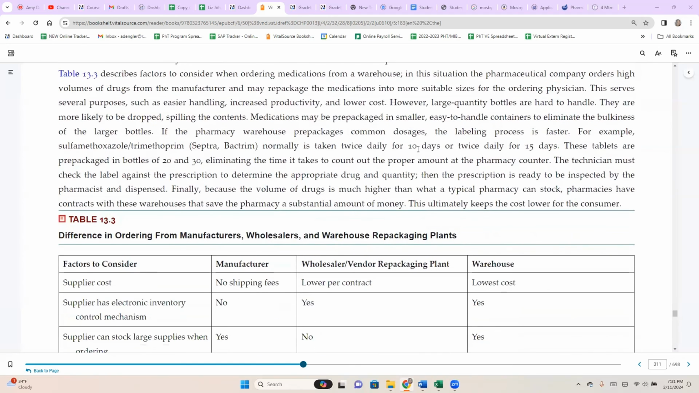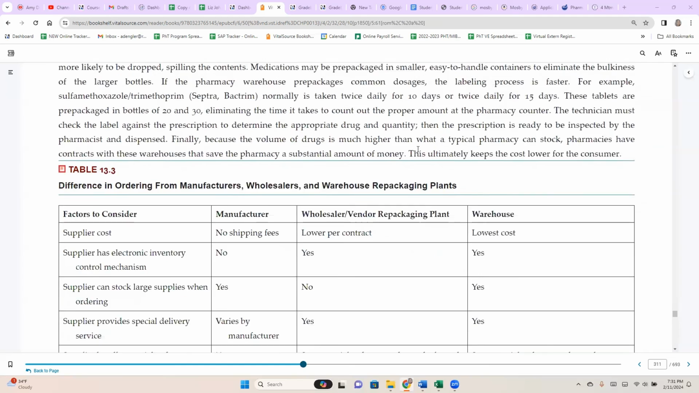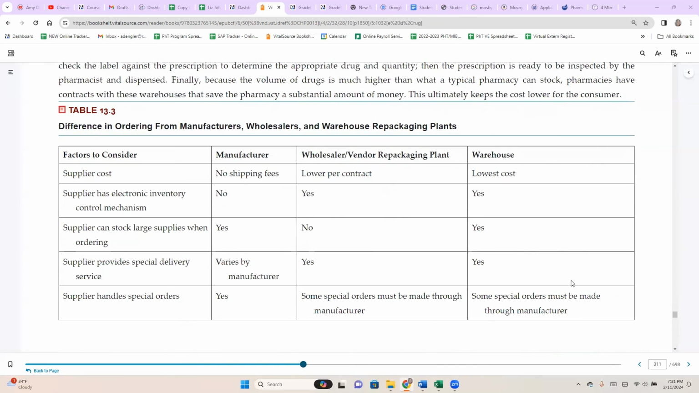And here's the difference from ordering from manufacturers, wholesalers, and warehouse repackaging plants. So you can kind of see the difference there.